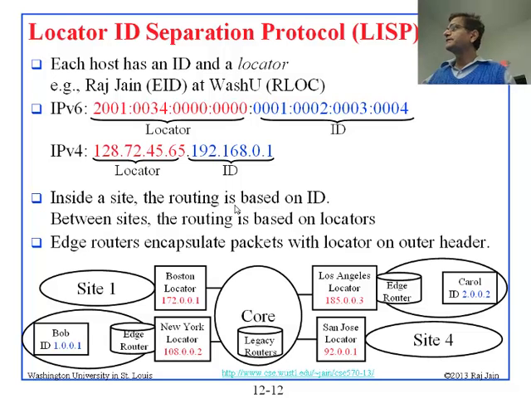They are LISP unaware, right? So the edge routers take the packet which was sent by Bob with the source address of 1001 and the destination of 2002, and they encapsulate it, and they put the source as New York and the destination as Los Angeles in the outer IP header.